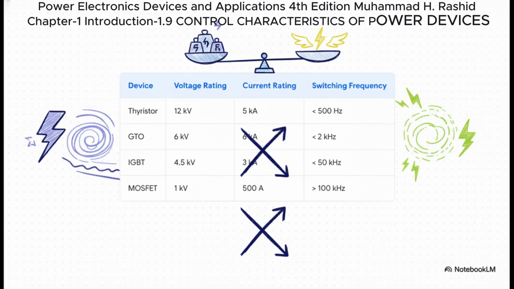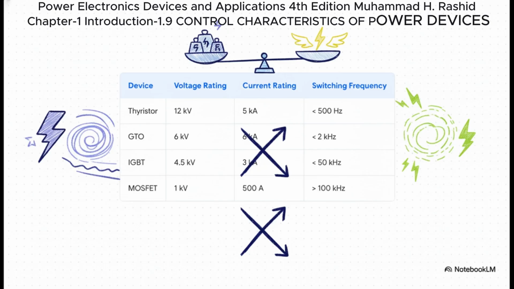And this table here just lays out a classic engineering trade-off. It's something you'll see over and over again. Look at the thyristor. It can handle immense power. We're talking 12 kilovolts, 5 kiloamps. But look at its speed, less than 500 hertz. It's a brute, but it's slow.